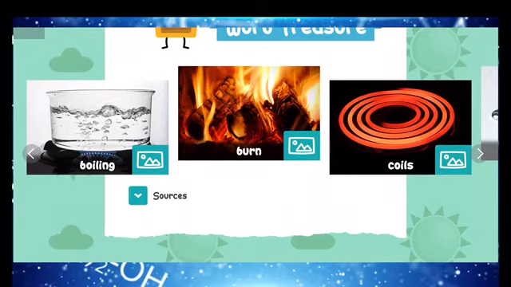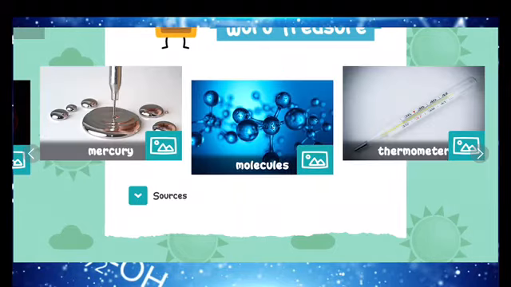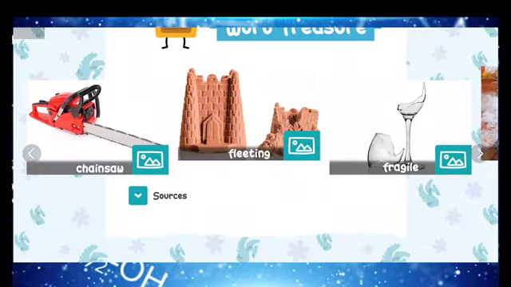This word treasure is from science. Boiling, boiling. Burn, burn. Collides, collides. More word treasure from science. Mercury, mercury. Molecules, molecules. Thermometer, thermometer. Some more words from the key languages, okay?